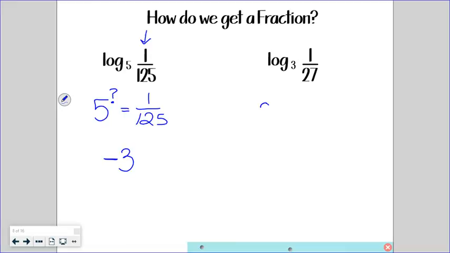Same idea. 3 is getting raised to something, and I end up with a fraction. So again, to move it to a fraction, it's got to be a negative. And then I ignore the fraction part of it. I say 3 raised to what gives me 27? 3 raised to the third gives me 27. The negative is what drops it to the bottom of the fraction. Any questions on that?